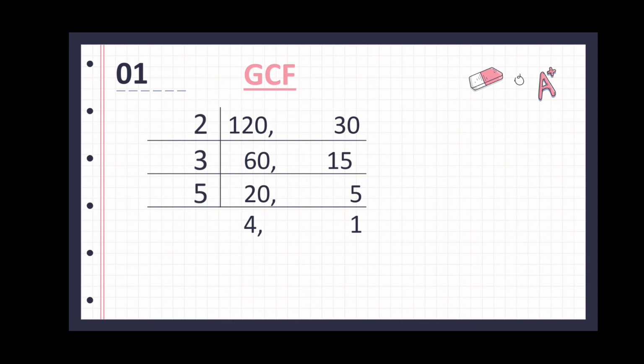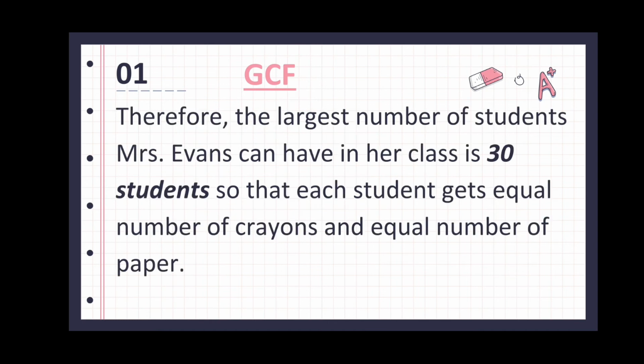We have 2 times 3 times 5 equals 30. Therefore, the largest number of students Mrs. Evans can have in her class is 30 students so that each student gets equal number of crayons and equal number of paper.